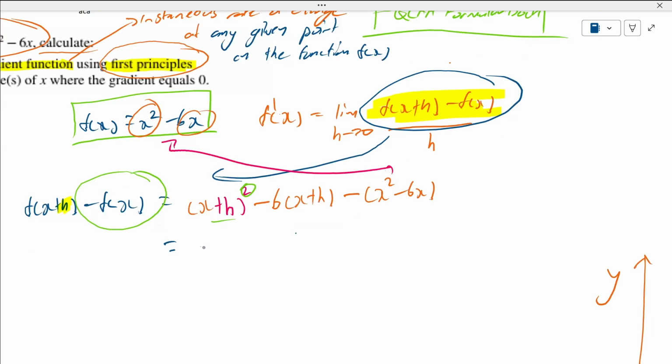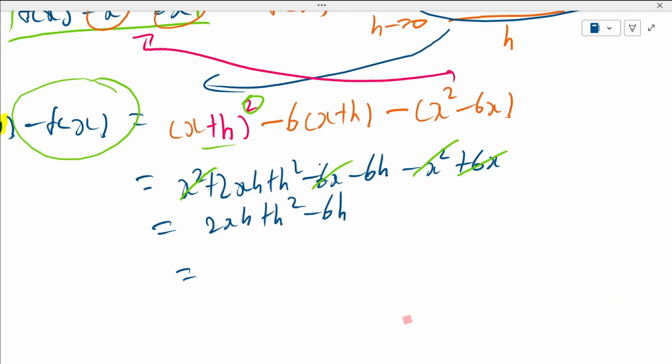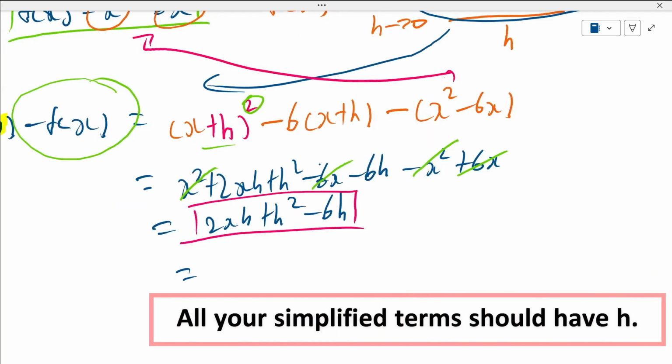Cool, now let's just simplify. So we know it's going to be x squared plus 2xh plus h squared minus 6x minus 6h minus x squared plus 6x. Okay, great. Let's cancel out the terms. So we can cancel out this x squared here. We can cancel out this 6x here. What we are left with is 2xh plus h squared minus 6h. Okay, great. So we've gone to this bit here.